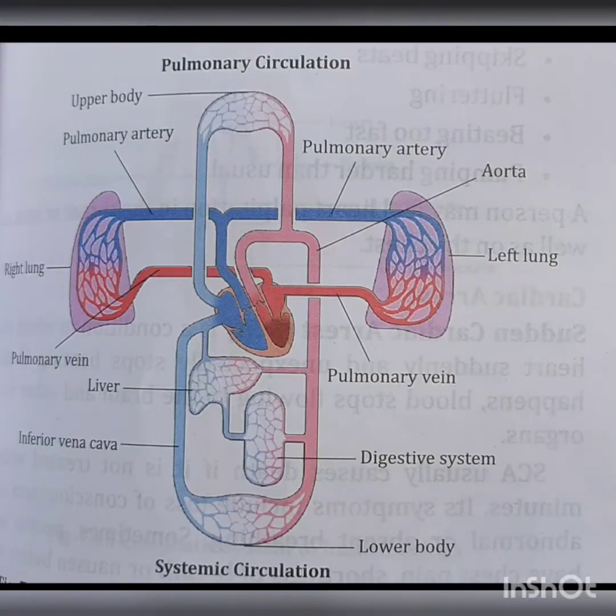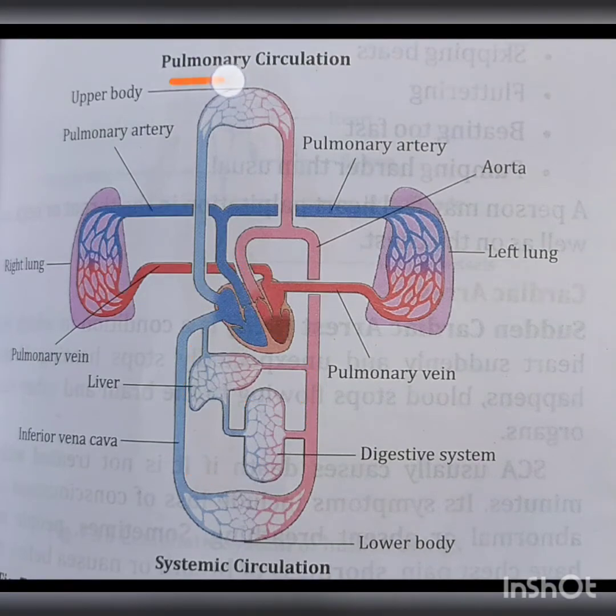In human beings, to complete one cycle of circulation, blood flows twice through the heart, and the circulation is called double circulation. It consists of two types of circulation: pulmonary circulation, the circulation from heart to lungs and then from lungs back to heart, and the systemic circulation, the circulation of blood from heart to the body parts and from body parts back to the heart.